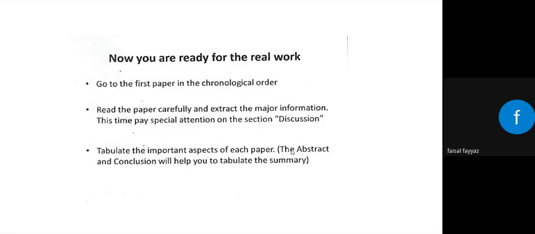Tabulate the important aspects of each paper. The abstract and conclusion will help you tabulate the summary. The abstract and conclusion only provide the outcome, what is happening and what will happen. They are very high level, and you cannot get major details through them. They only give you basically the input and output, whereas the discussion is where you get the details of what and how it is happening.